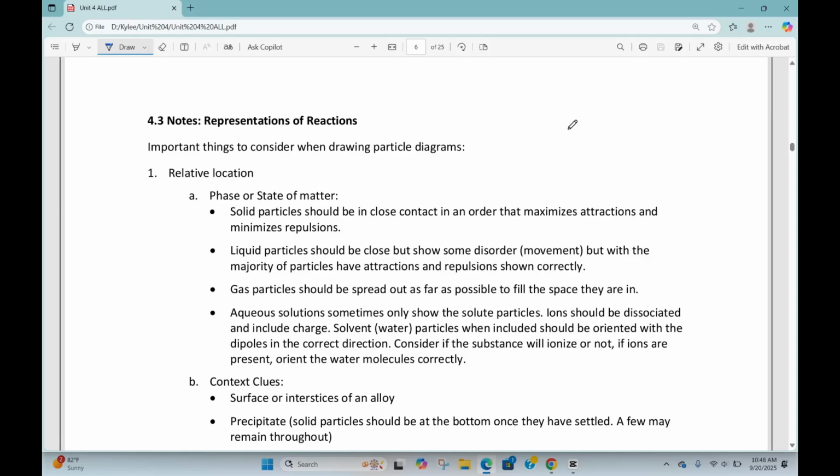Hi everybody, this is Miss List and I'm here with 4.3, which officially is titled Representations of Reactions, but that translates to how to draw particle diagrams.